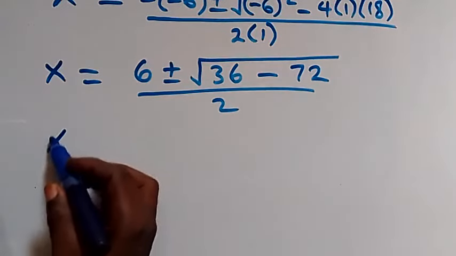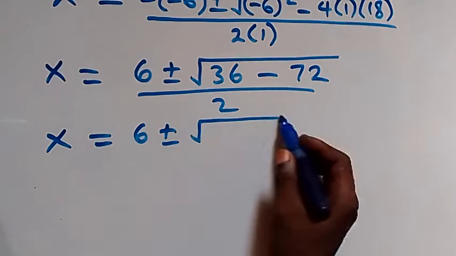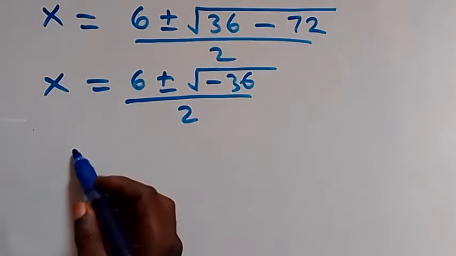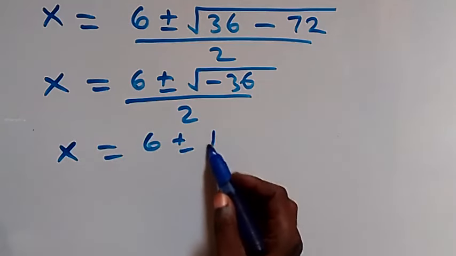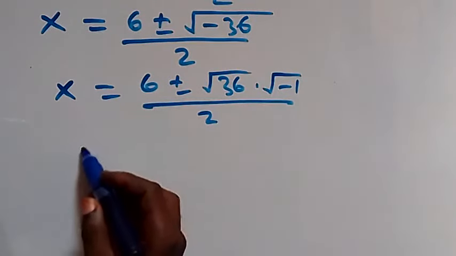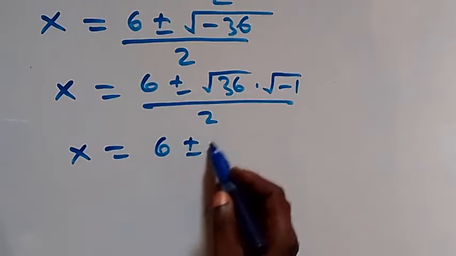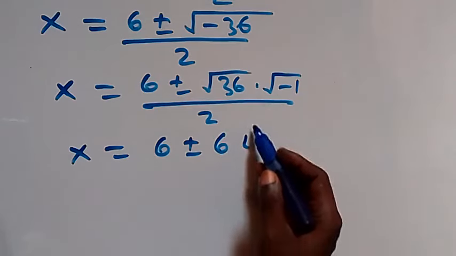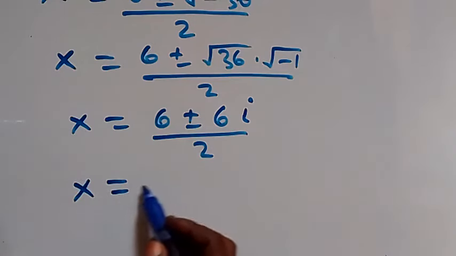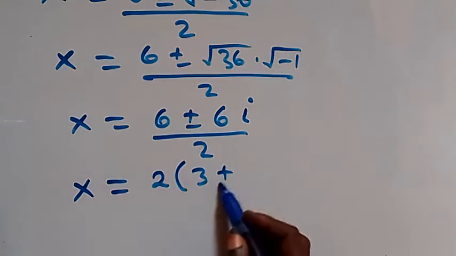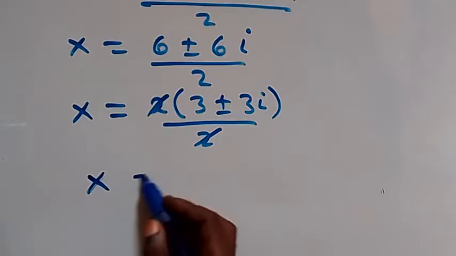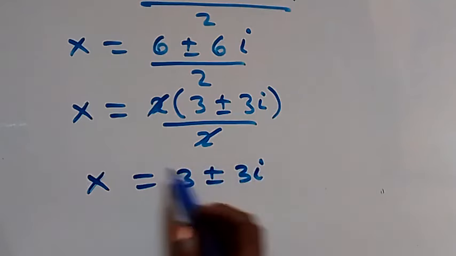Then this is the same thing as x equals 6 plus or minus root of −36, over 2. We can equally write this as 6 plus or minus root 36 times root −1, over 2. And here we have x equals 6 plus or minus root 36, that's 6, then root −1, that's i, over 2. Then 2 is common: x equals 2(3 plus or minus 3i) over 2. So the 2s cancel each other, and we have x equals 3 plus or minus 3i. So here we have 2 complex solutions.